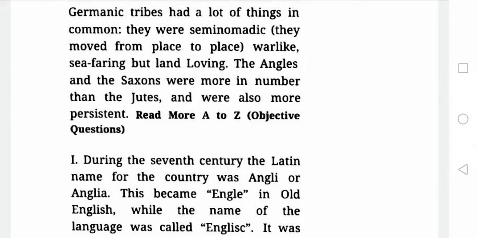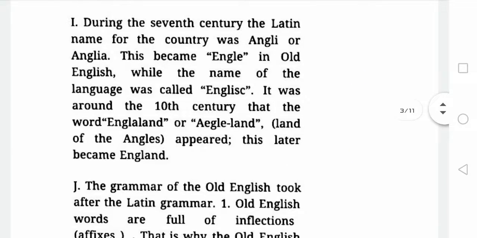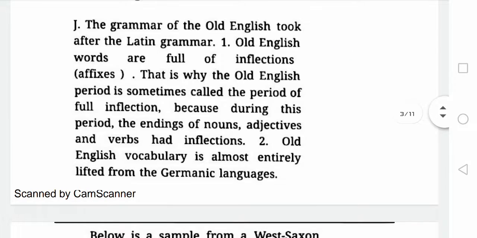Next, the Latin name for the country was Anglia, and they became Angles in their own English, while the name of the language was Anglisc. It was around the 10th century that the word England, that is Angle land or land of the Angles, appeared, and later on became England. That is a very interesting fact. Now, not talking about the grammar.